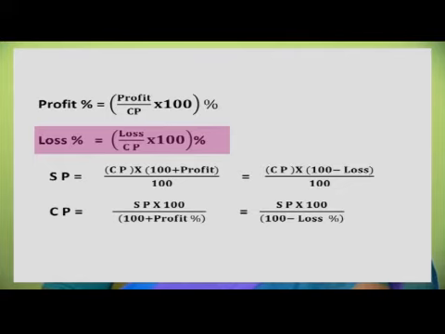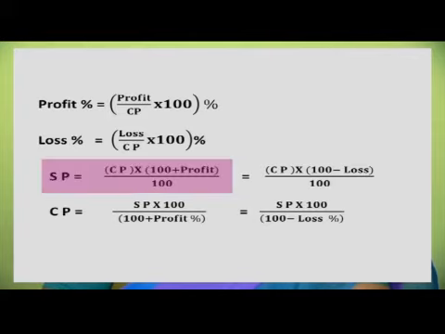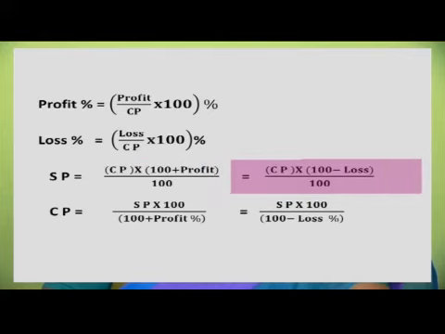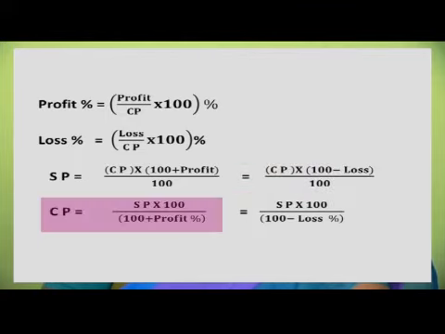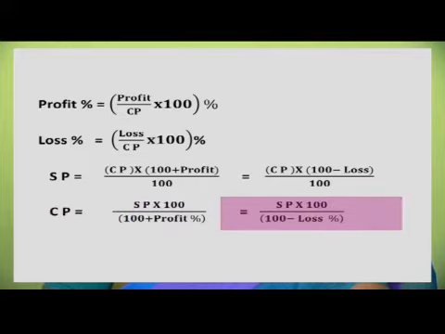And from this, we can calculate SP and CP by using the following formulas. SP is equal to CP into 100 plus profit by 100, and which may be written as CP into 100 minus loss by 100. In the same way, CP can be calculated as CP is equal to SP into 100 by 100 plus profit percentage, or SP into 100 by 100 minus loss percentage. You have to note the point that gain or loss is always calculated on cost price.